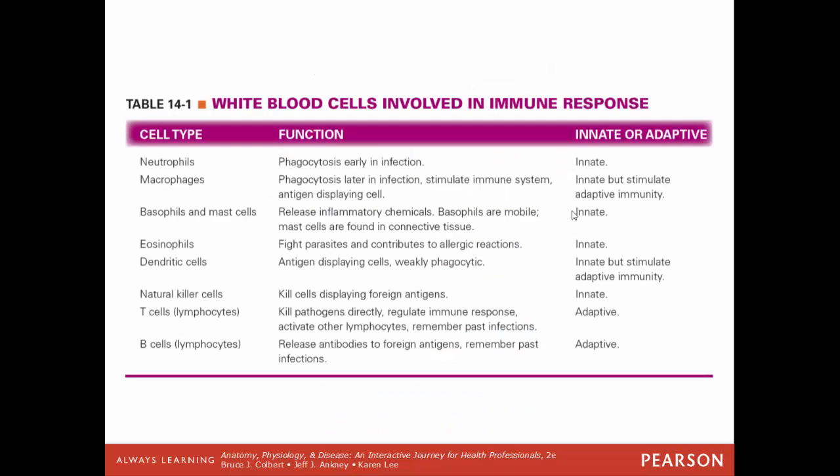All right, this table has a good summary of the various cell types and their function, and whether or not they fall into the innate or the adaptive immunities. Neutrophils, these take care of the phagocytosis early on in the infection. The macrophages, these are monocytes that have left the blood to go into tissues. These take care of the phagocytosis later on in the infection. Basophils release inflammatory chemicals like heparin, like histamine.